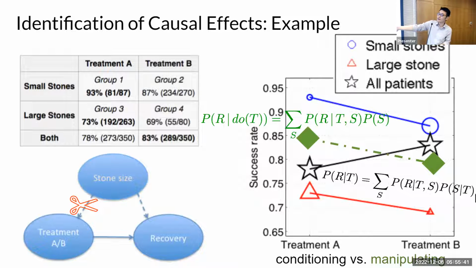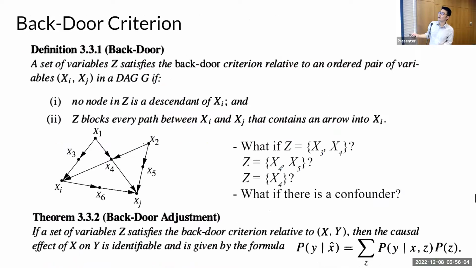Right here. Actually, if you observe, this variable clearly satisfies the backdoor criterion for treatment and recovery, because it blocks all paths between the two variables and into this variable, right? And if that's the case, you can immediately identify the causal effect by making use of this adjustment rule. This is the first case, a typical one. It's called the backdoor criterion.